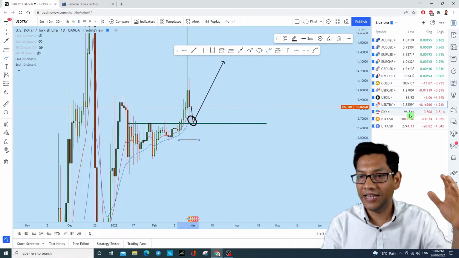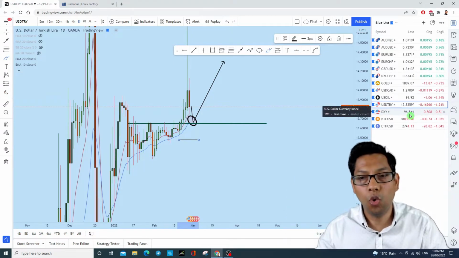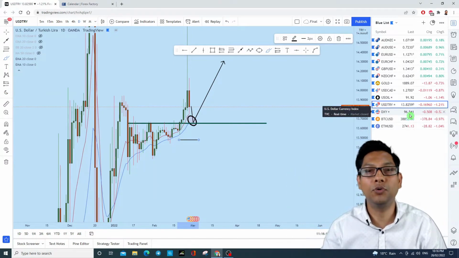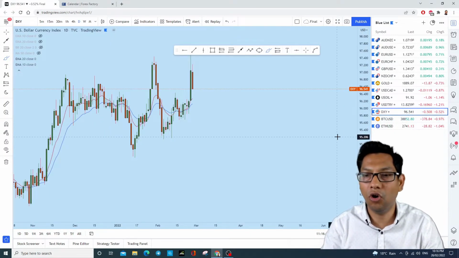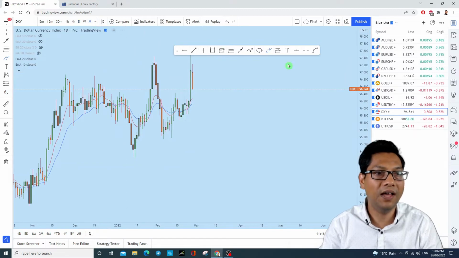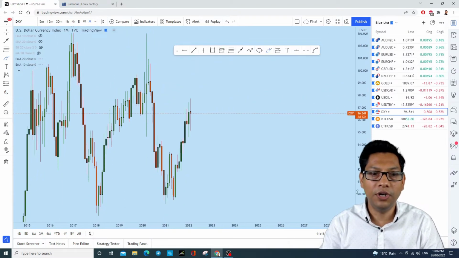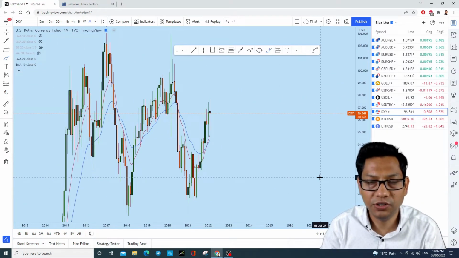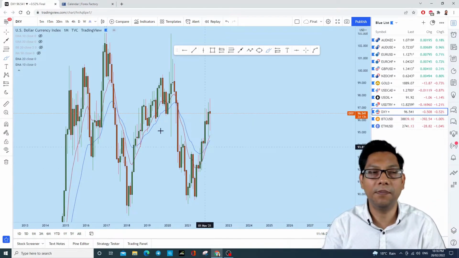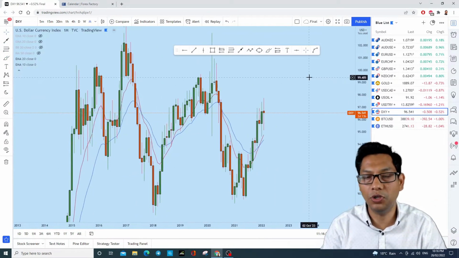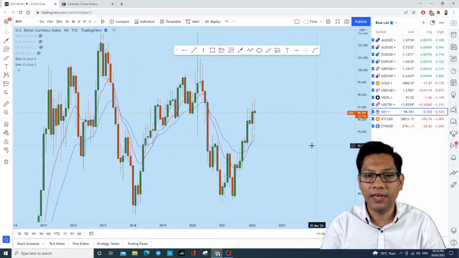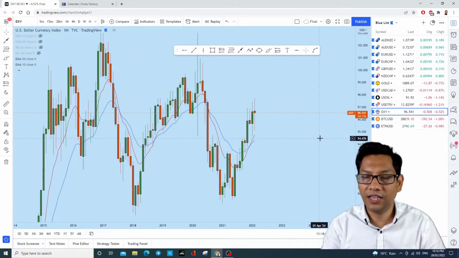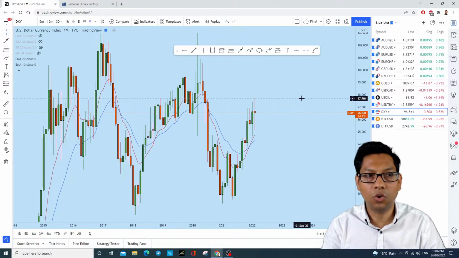Let's see DXY, and then we'll analyze gold, and then we'll go to two cryptocurrencies. Let's see how the price action is forming on DXY monthly. So DXY is also bullish. When other pairs are bearish, DXY is bullish. They are always inversely related. So on DXY, this current month candle is closed. It is still a bullish price action.